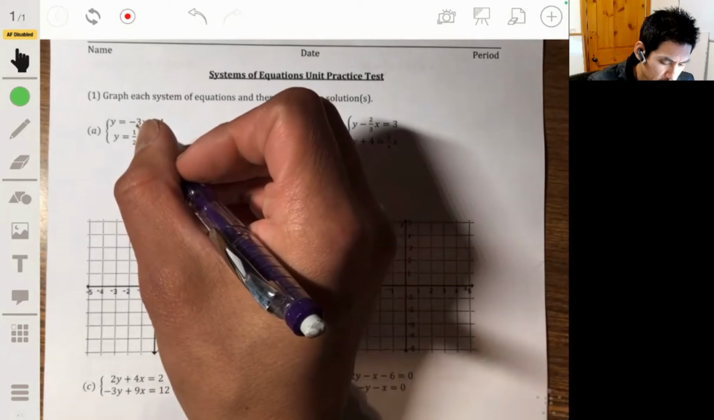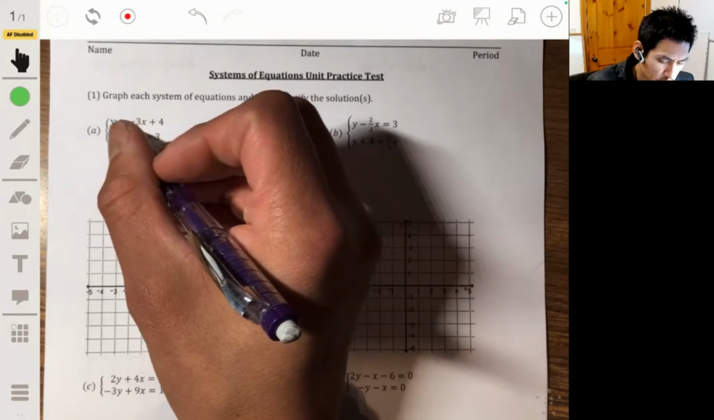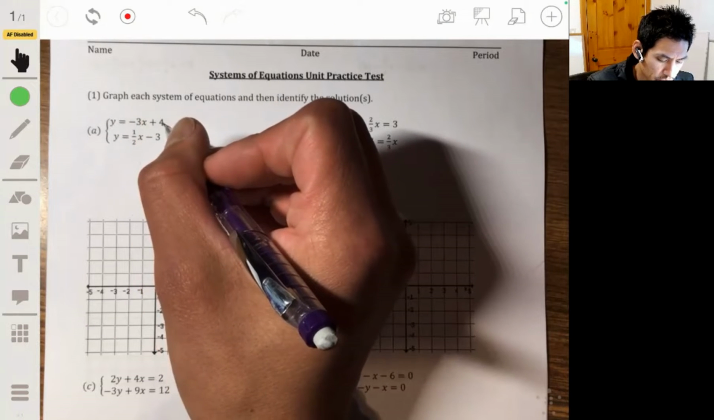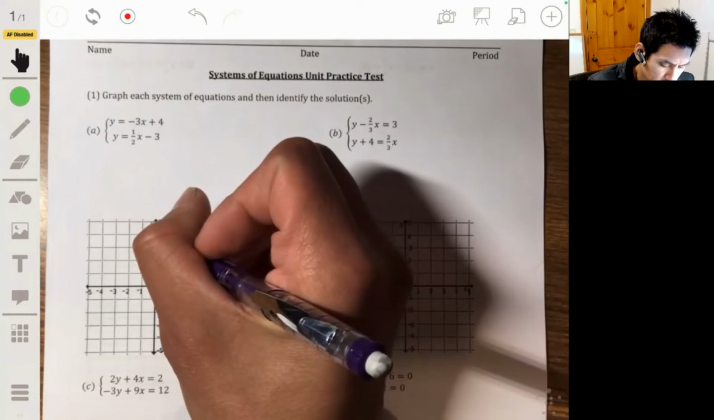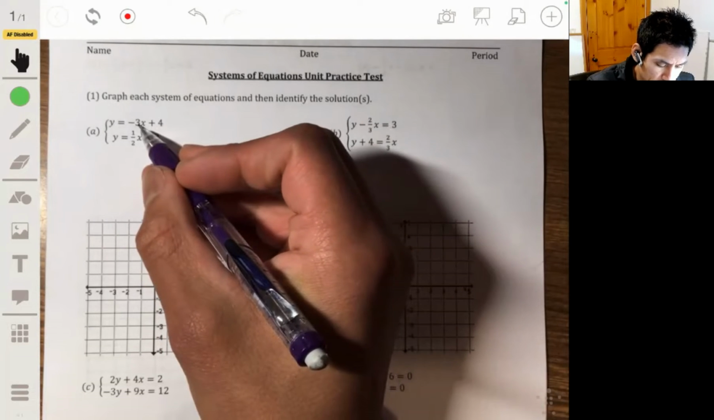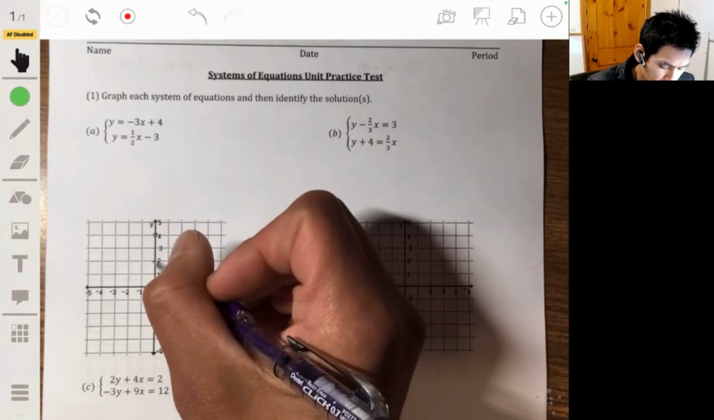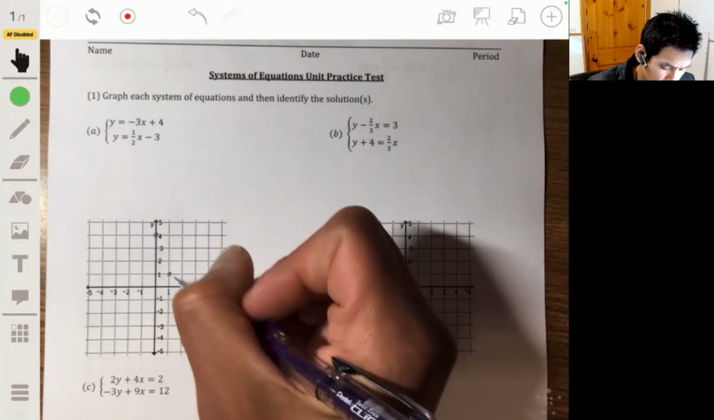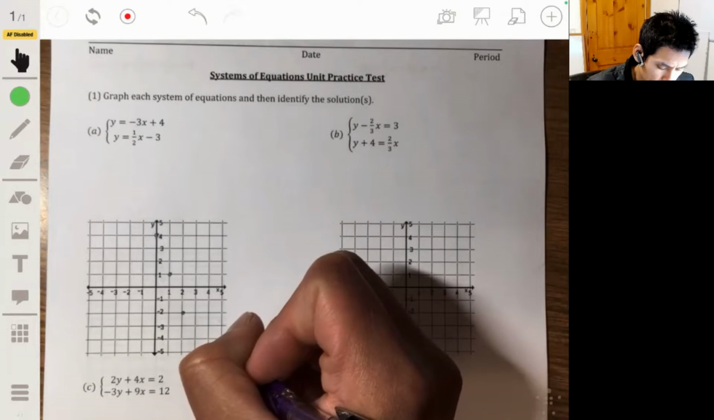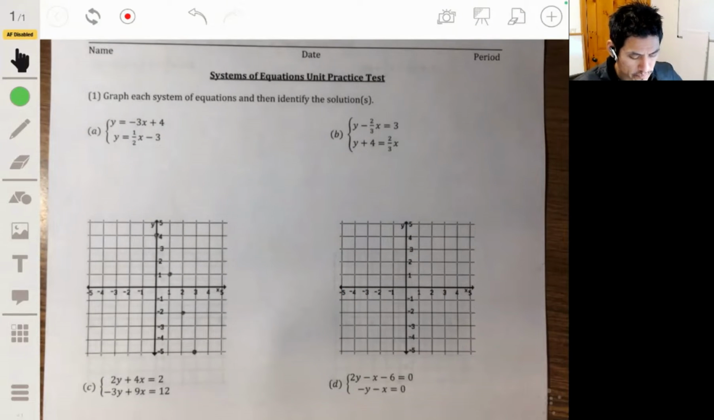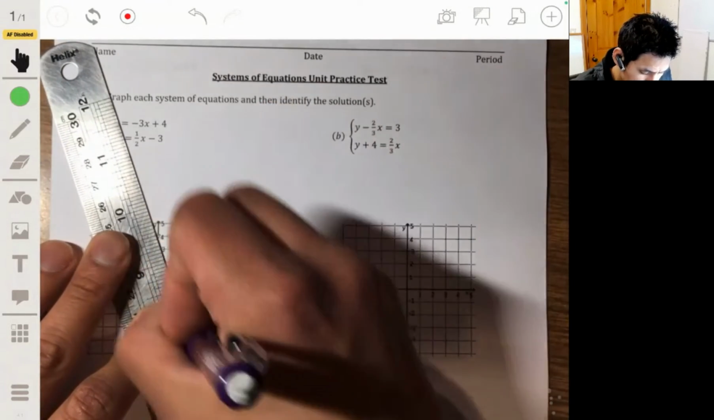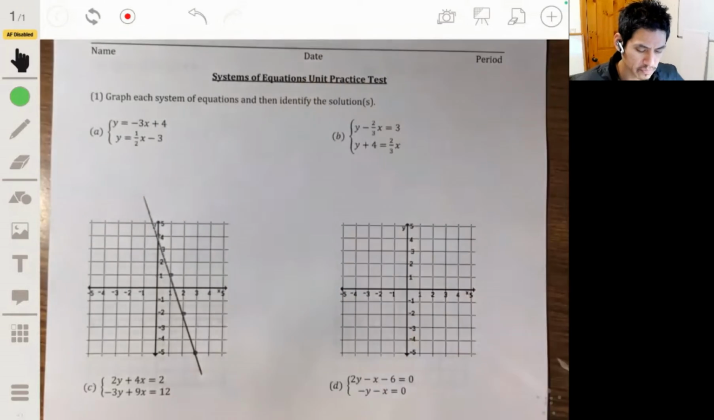So here we have y equals negative 3x plus 4. Negative 3 is the slope. 4 is the y-intercept. So we go to 4 on the y-axis. And the slope is negative 3. So that means you go down 3 to the right 1. Down 3 to the right 1. Connect it. That'll be our first equation.